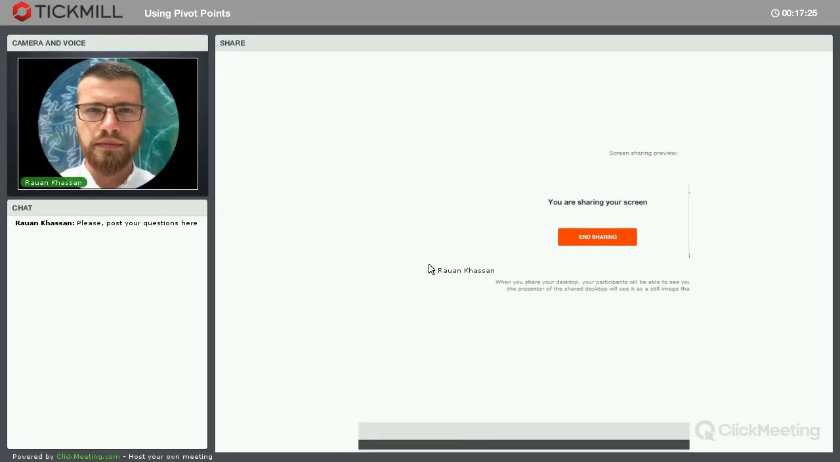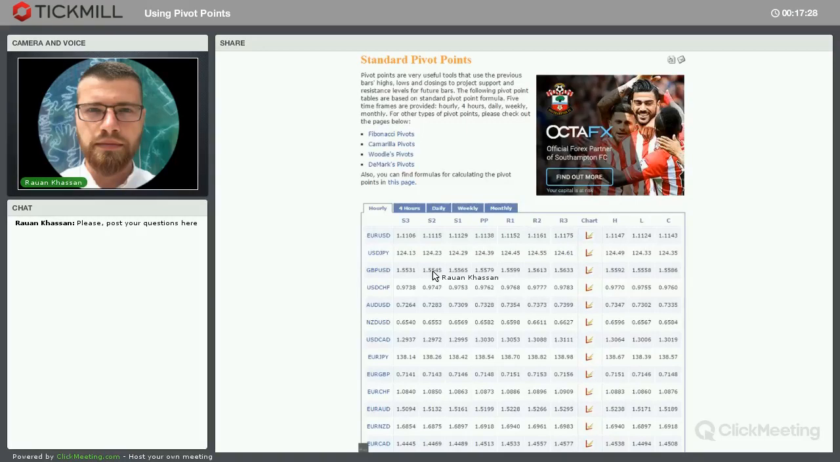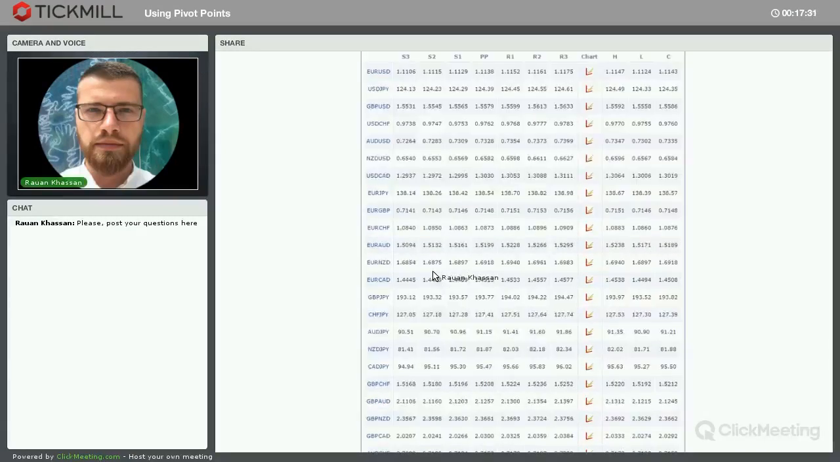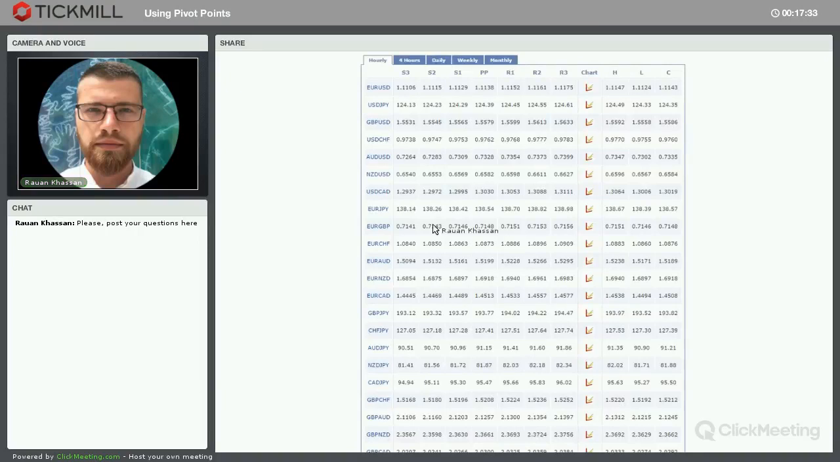I'm turning now to the desktop, and if everything's working correctly, here you should see the pivot points, which are calculated automatically based on high, low, and closing levels, and given the results. To access such an automated pivot point table, you need to Google pivot point calculator and then select from the tools you find the most convenient.